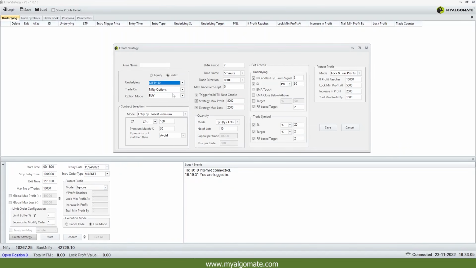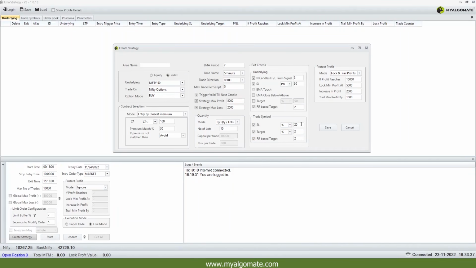And if you want to set any exit criteria based on index option, then you can use this trade symbol exit criteria. So in this, let's say whenever a signal is generated, you want to buy option contract which is around 100 rupees, and if you want to keep a stop loss of 20%, you can mention over here. So if you are buying at 100, then your stop loss will be 80 rupees, which will be directly on the options price. You can also mention the target in percentage or point basis, and you can also mention the reward to risk based target.